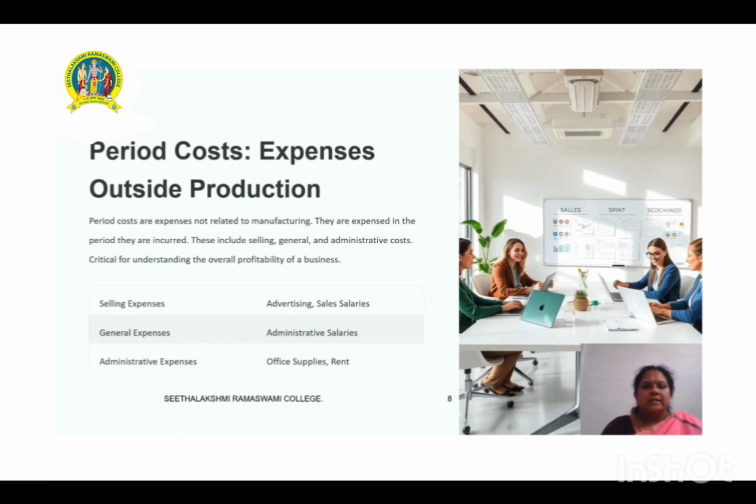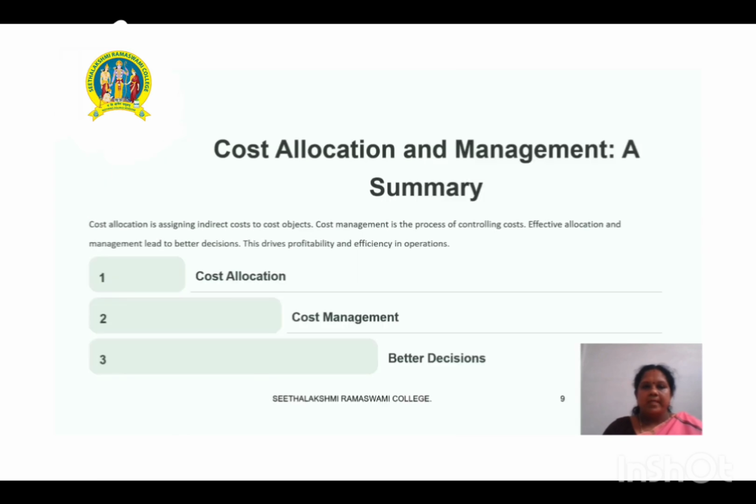Period cost, that is expenses outside production. So that is period cost, or expenses not related to manufacturing, such as selling expenses, general expenses, administrative expenses, advertising, administrative salaries, office and supplies. So these are not part of production, but they are very essential for the profitability of the business.